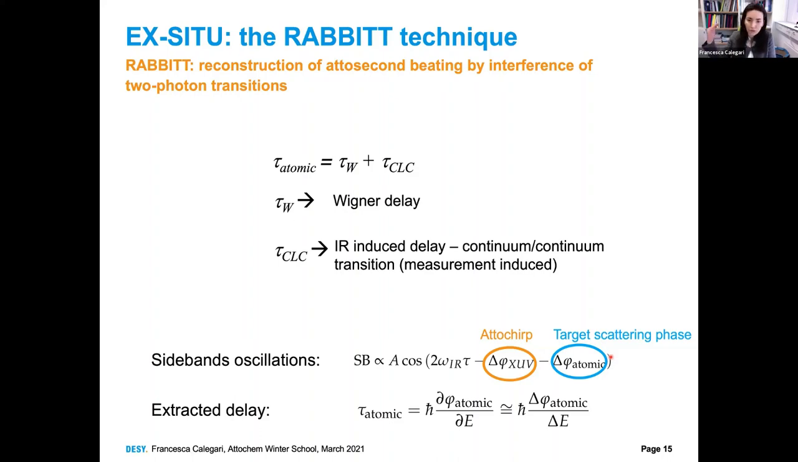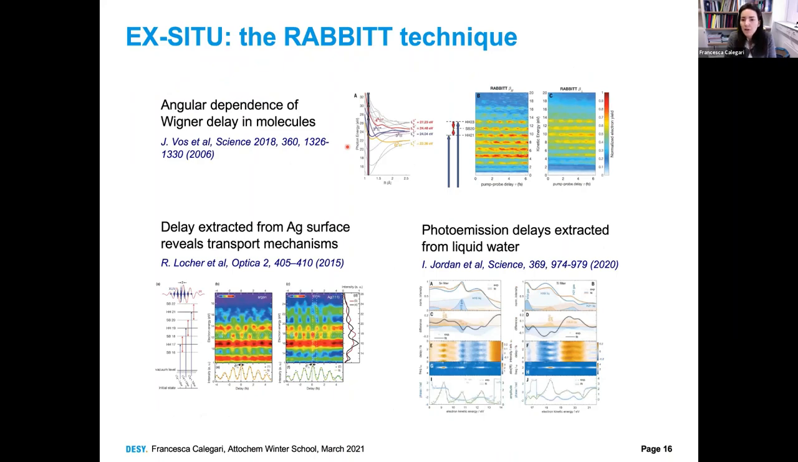You remember that you have a continuum-continuum transition, and this is actually resulting also in a phase term, which is translated automatically into a delay. But this is only measurement-induced, so it's actually something that can be calculated, at least for some targets, and can be subtracted from the total delay you extract from your RABBIT trace, and therefore you can then measure this Wigner delay that we were discussing. This has been, and it's still, a very powerful method to extract delays in photoemission.